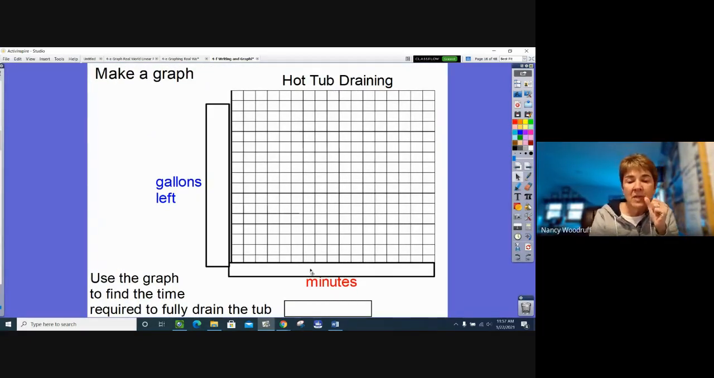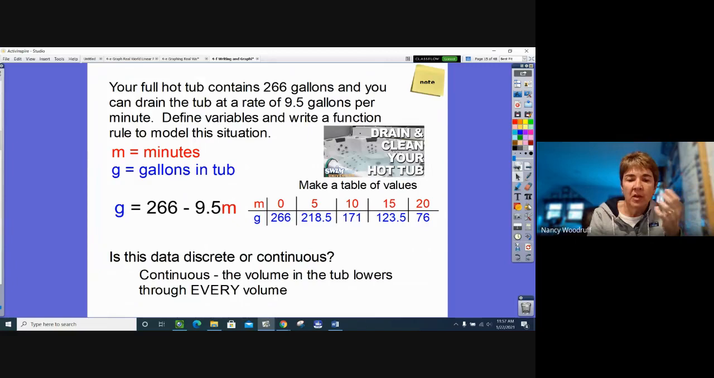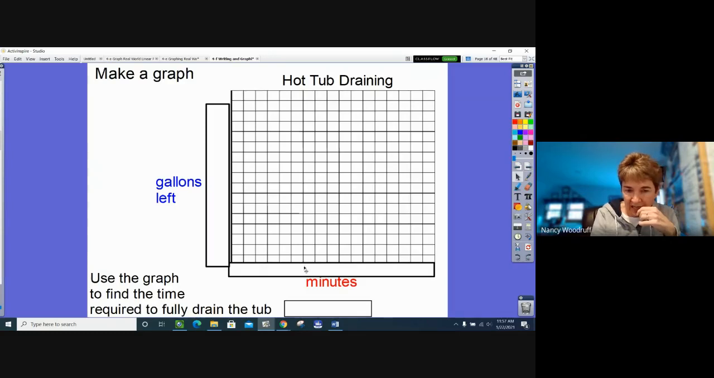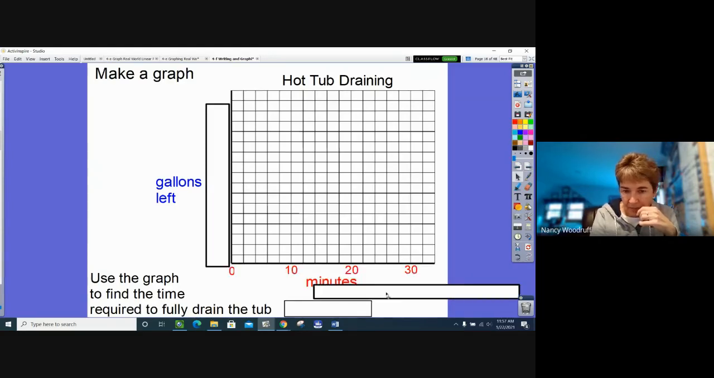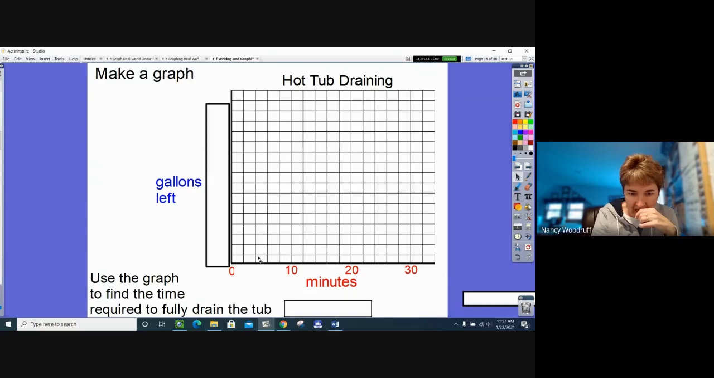Alrighty, now we need to figure out what we're going to put for our scale. This is the hardest part. Once we do this, it's plotting points. So I'm going to go back, and I need to get up to 20 minutes, and I need to get up to 266 gallons, okay? So I'm looking at that. For 20 minutes, did I go by twos? It looks like I did: 2, 4, 6, 8, 10. Yeah, I was hoping I was going by twos. 12, 14, 16, 18, 20.